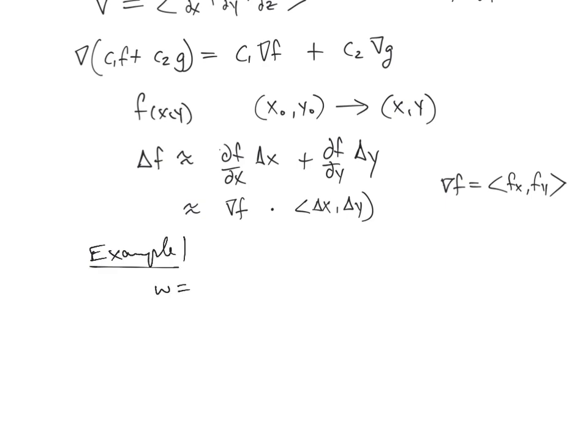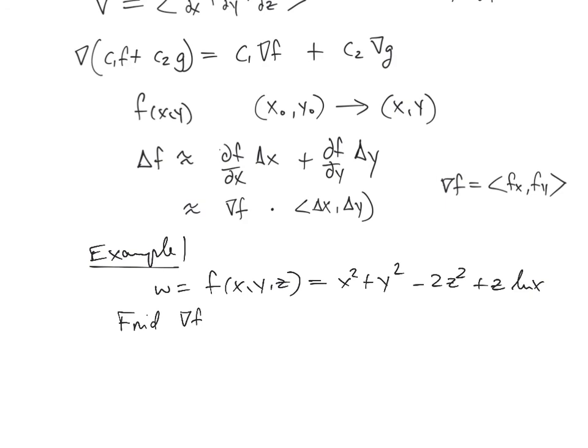We've got w equal to a function of x, y, z, which is equal to x squared plus y squared minus 2z squared plus z ln x. We want to find the gradient vector of f, and we want to find it in general, and we want to find it at a specific point, x equal to 1, y equal to 1, z equal to 1.